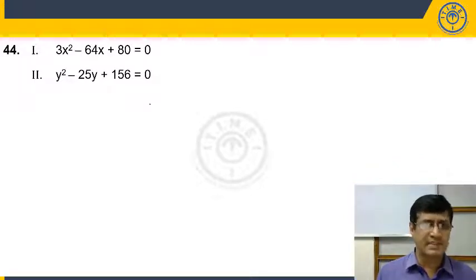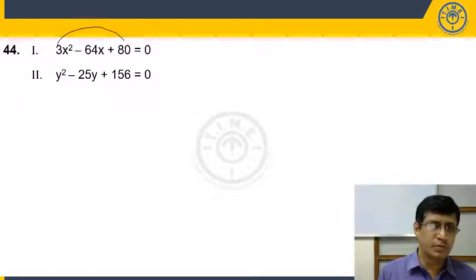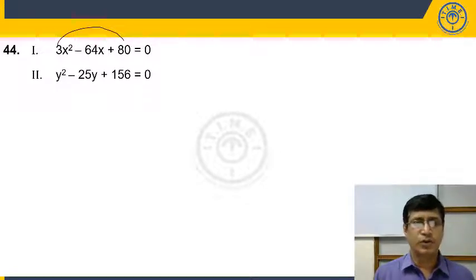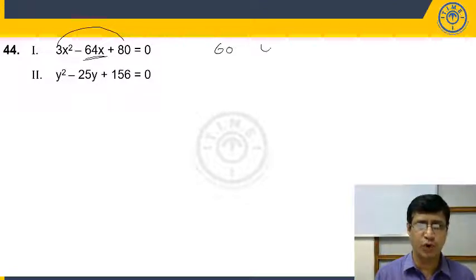3x square minus 64x plus 80 is equal to 0. Now what is the product of the roots? The product of the roots is 240. 240 means 3 into 80. So the sum of the roots is 64. What are the possibilities? Here 60 into 4. 60 into 4 is 240, which is equal to 3 into 80. Now the sum of the roots is minus 64, so just take minus 60 and minus 4. The sum of these two is equal to minus 64. The product is equal to 240.